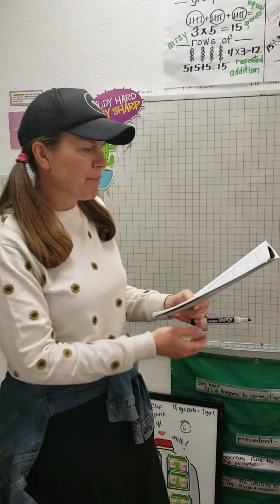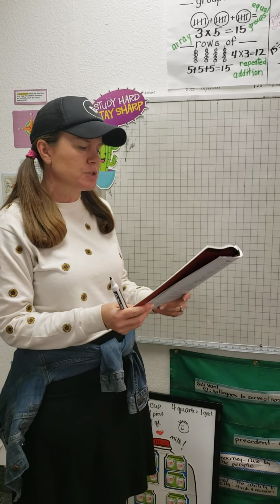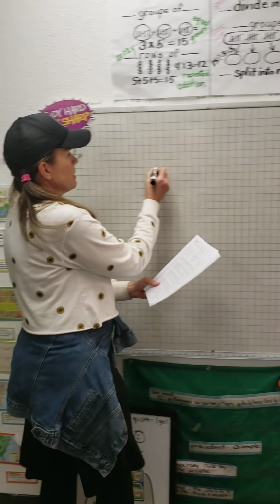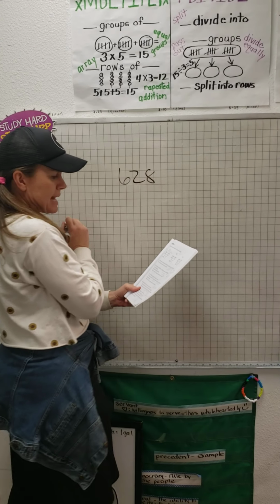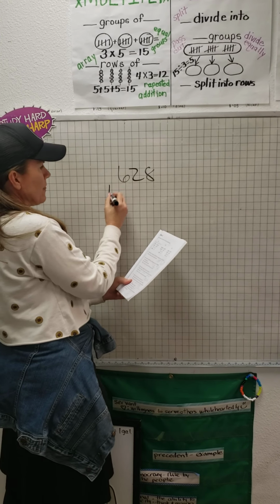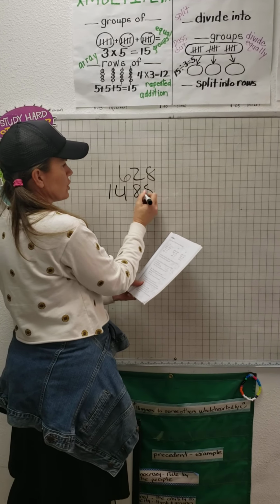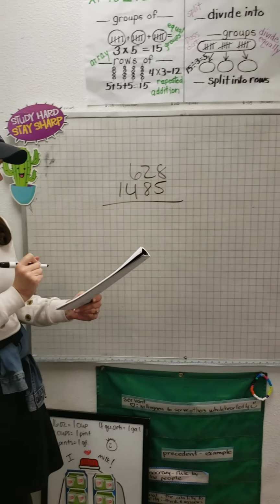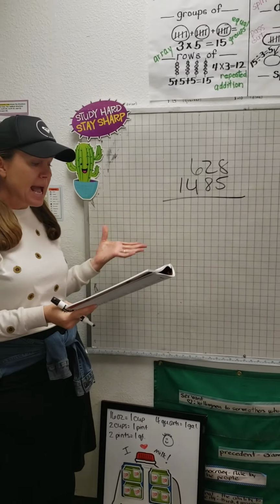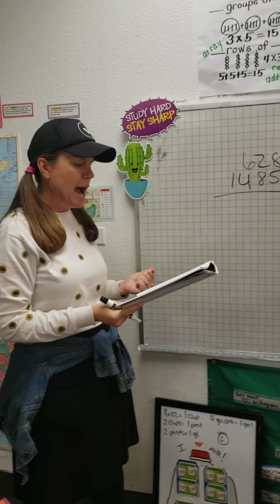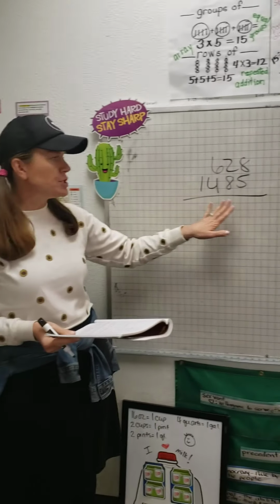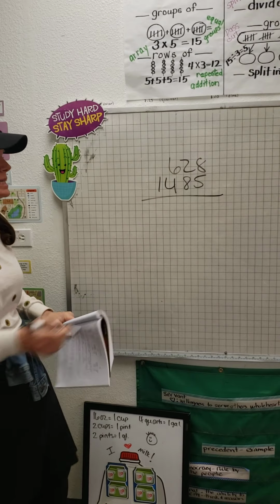It says Eric paid $628 for a television set. So here's what he paid for a TV set, and he paid $1,485 for a computer. And then he had $515 left. How much did he have at first? So let's first see what he spent. How much money did he spend?